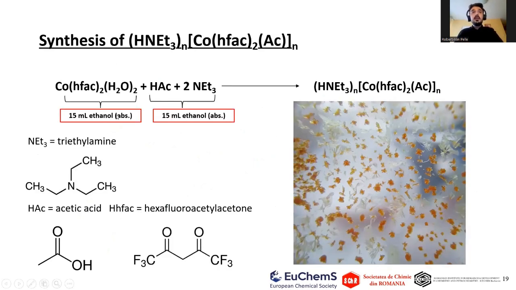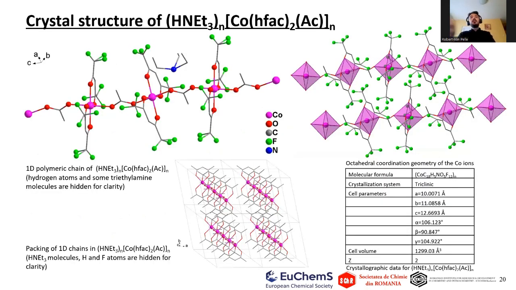The next compound has the same synthesis as the tetranuclear compound, except we used a different solvent. We used absolute ethanol, and we obtain a coordination polymer. As we can see here, we have units of a cobalt 2 ion with 2 H5 molecules in the trans position in this case. So the first one had a cis conformation and bridging acetate ligands. We also have lattice anion as triethylamine.